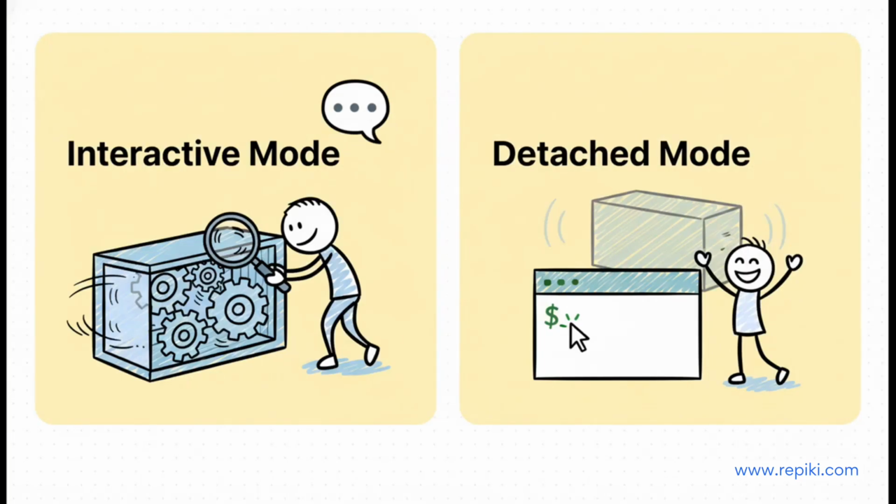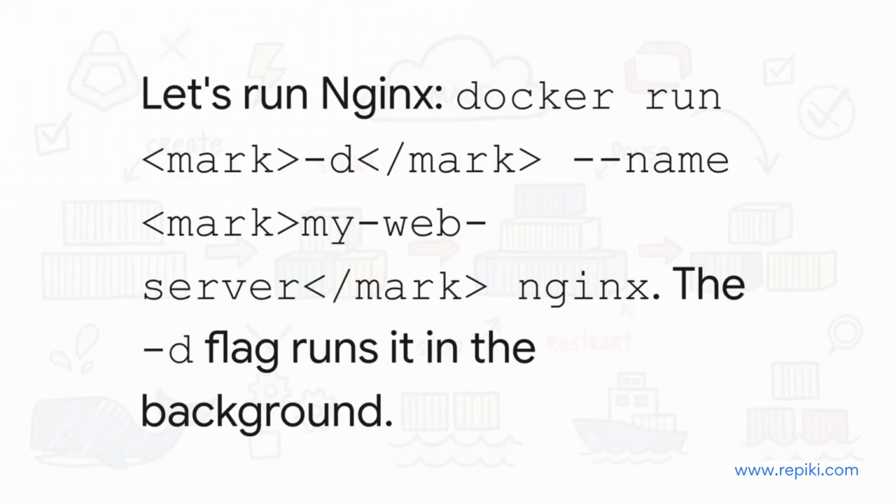There's interactive mode, which you get with the -i flag. This literally drops you into a command prompt inside the container. It's perfect for when you need to poke around or debug something. And then there's detached mode, using the -d flag. This is the real workhorse. It runs the container in the background and gives you your terminal back, which is exactly what you want for servers. Let's see that in action.